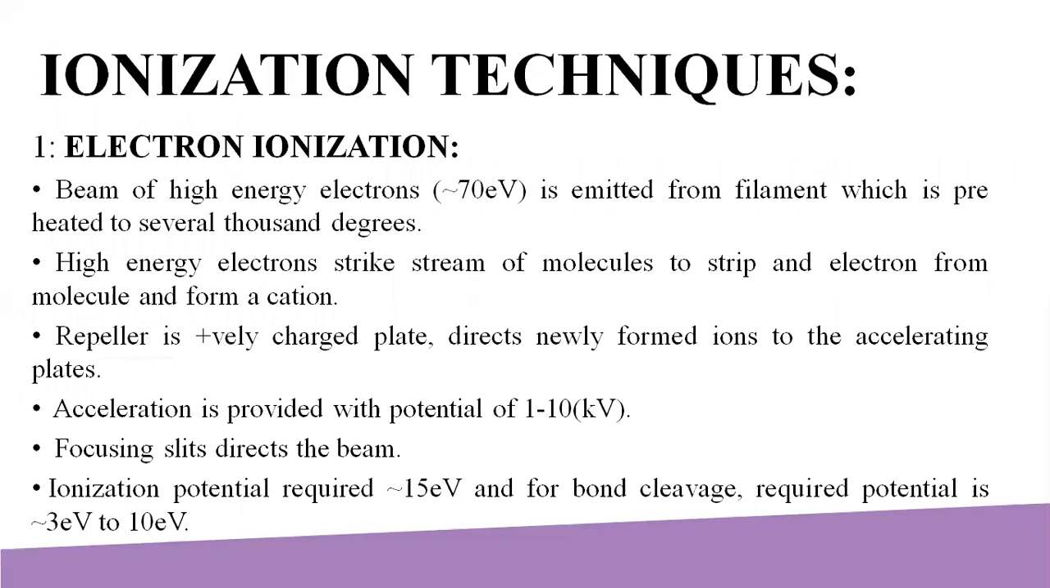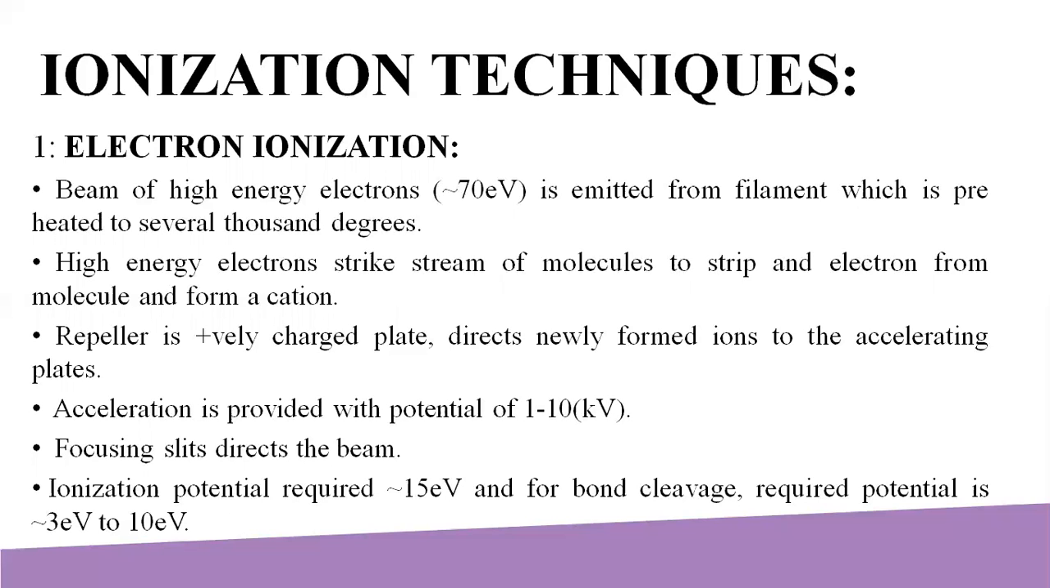Electron ionization. A beam of high energy electrons, that is 70 electron volts, is emitted from a filament, which is preheated to several thousand degrees. High energy electrons strike a stream of molecules to strip electrons from the molecules and form a cation. The repeller is a positively charged plate that directs newly formed ions to the accelerating plate. Acceleration is provided with a potential of 1 to 10 kilovolts.